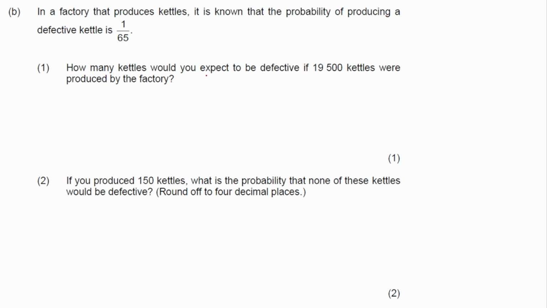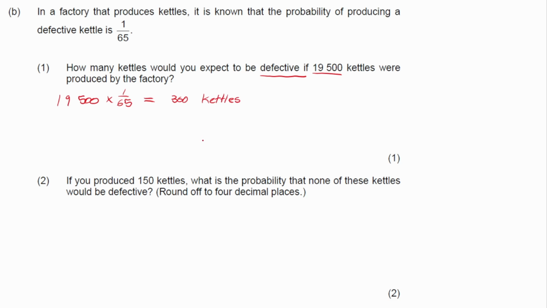Now we're working with kettles. So a factory produces kettles, and it's known that the probability of producing a defective kettle is 1 over 65. How many kettles would you expect to be defective if 90,500 kettles are produced by the factory? So if 1 in 65 are expected to be defective, what we can do is we just say 90,500 times 1 over 65. This will give us the number of expected kettles that are defective. So if we put this in our calculator, we get 300 kettles.